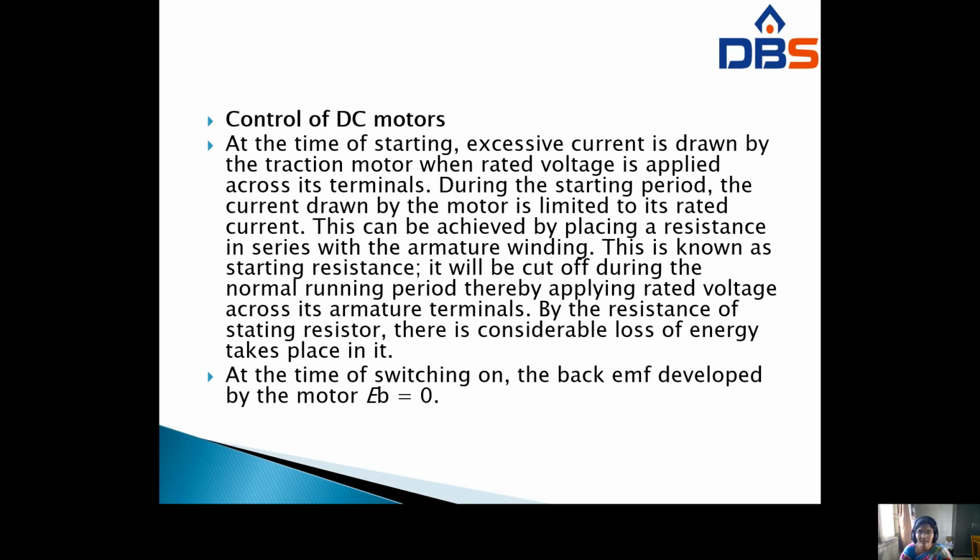This can be achieved by placing a resistance in series with the armature winding. That resistor is known as the starting resistance. It will be cut off during the normal running period. So at the starting purpose only you connect that resistance into the circuit. In the normal running period it will be cut off, and the rated voltage is applied across the motor terminals.